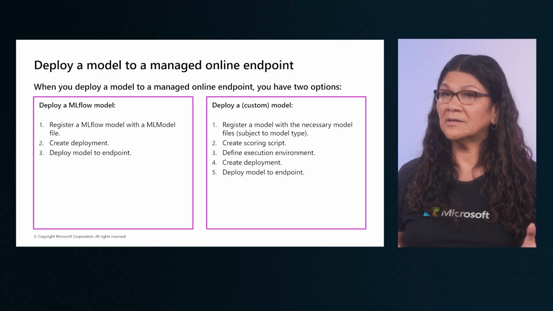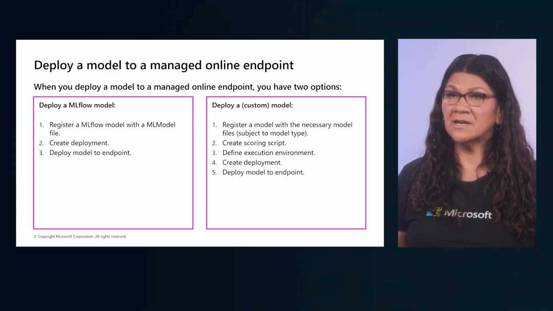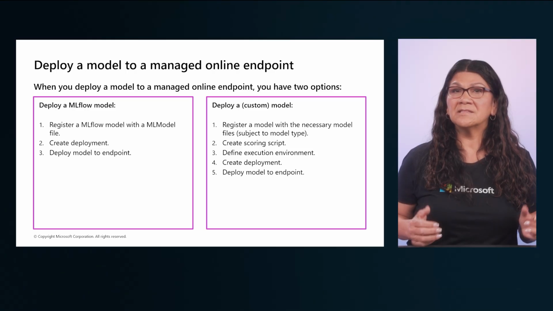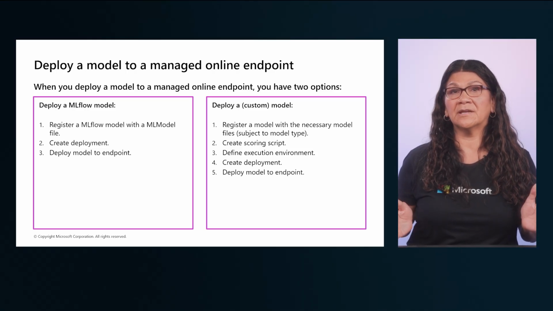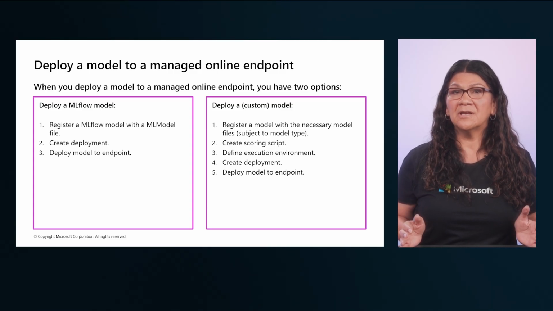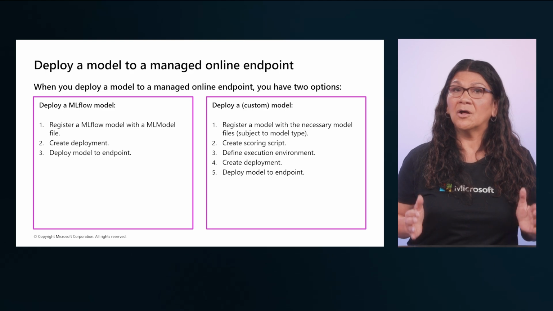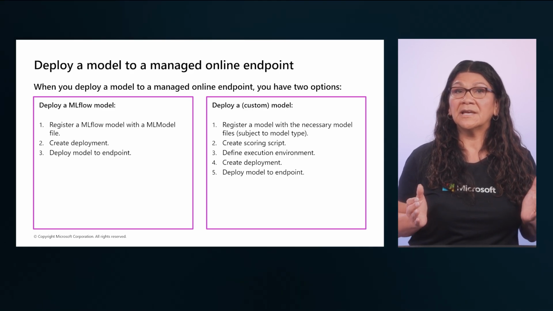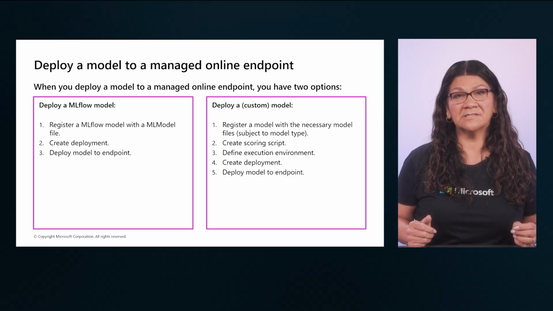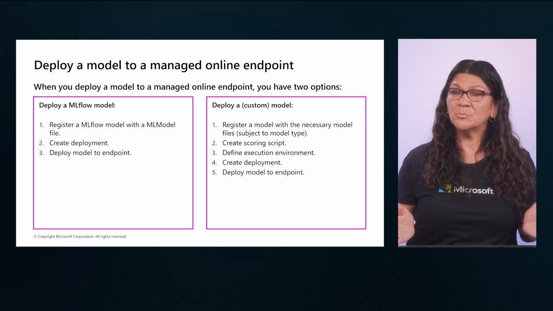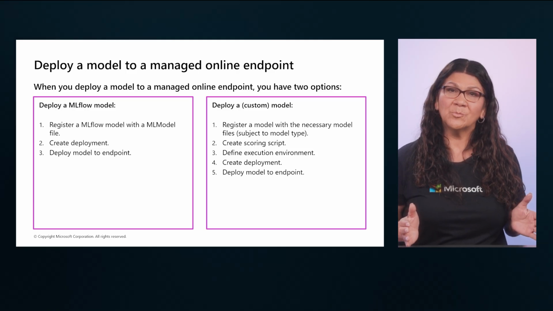When deploying a model to a managed online endpoint, Azure Machine Learning supports two deployment paths. The fastest route is deploying an MLflow model, where the MLflow configuration, the MLmodel file, already contains the metadata, dependencies, and model interface needed for inference. So simply register the model, create a deployment, and attach it to the endpoint.